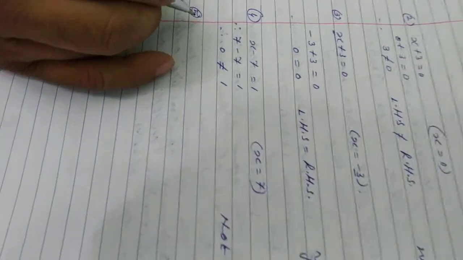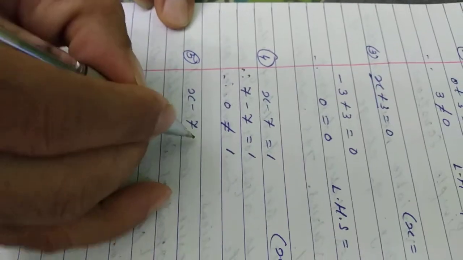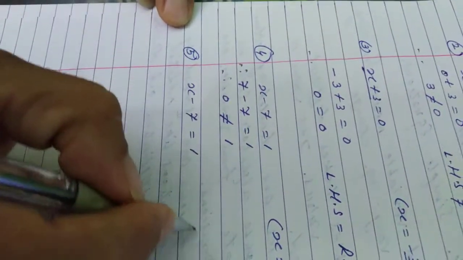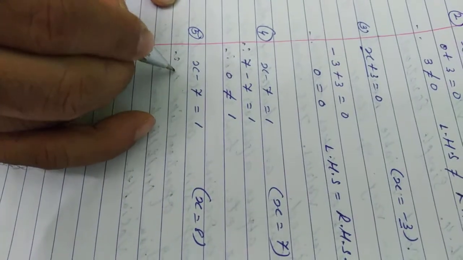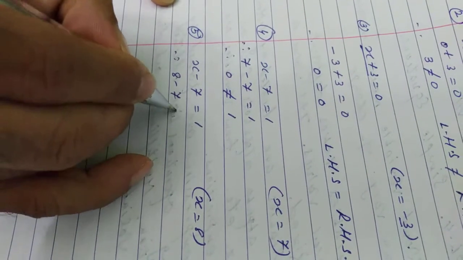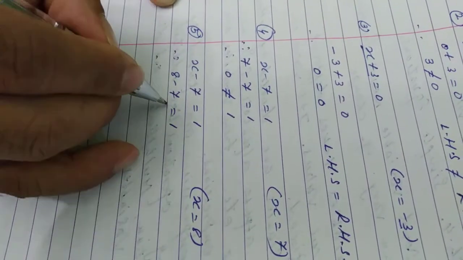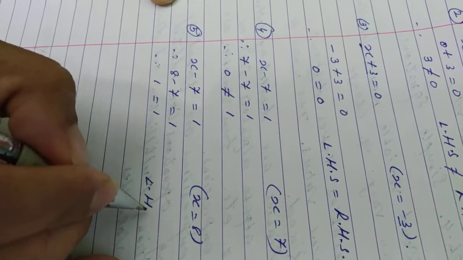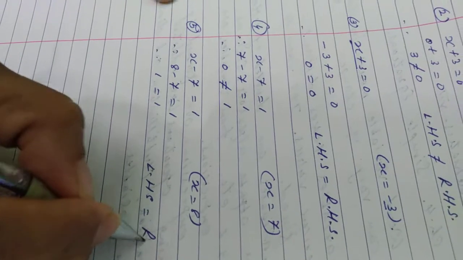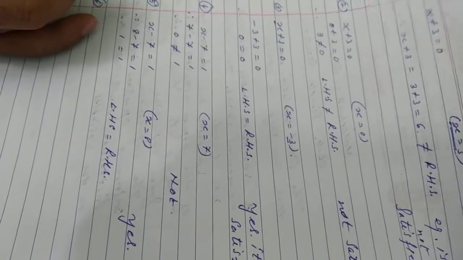Fifth, x minus 7 is equal to 1 where x is equal to 8. So therefore 8 minus 7 is equal to 1. Now 8 minus 7, so 1 is equal to 1. So we can say the left hand side is equal to the right hand side. So yes, it is satisfied. So like this we have to go on continuously.